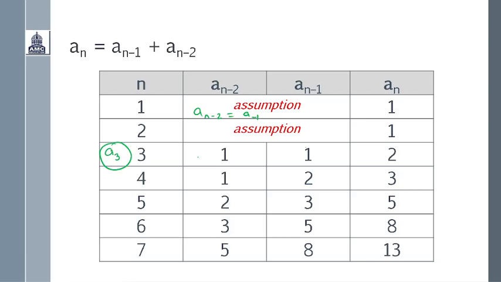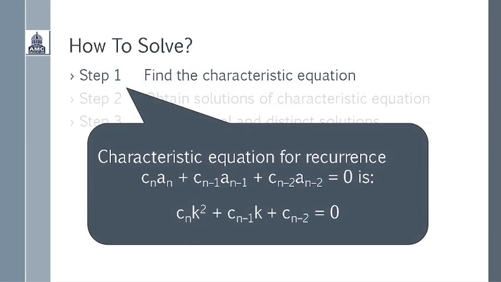So a3 will be a1 plus a2, and a1 is 1, a2 is 1, and the addition will give us 2. So this table is basically a repetition of what we have seen a little while back. Okay, now how to solve this particular recurrence relation? The method to solve this is basically to write everything on the left hand side, and just leave the zero on the right hand side.